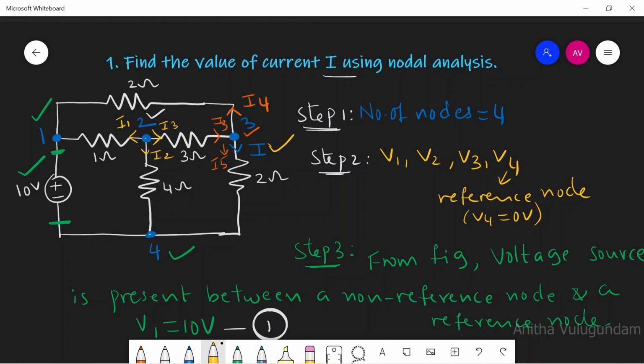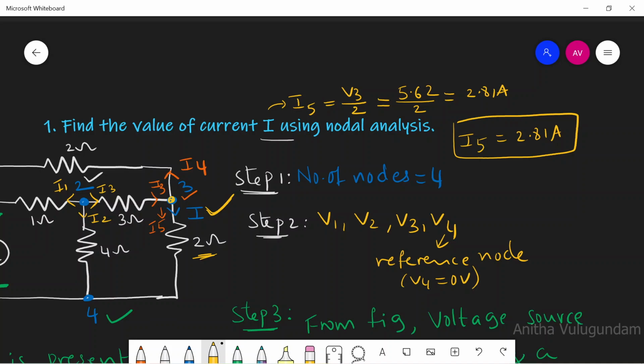From the figure you can see I is nothing but I5, right? So we are supposed to find the value of current I using nodal analysis. So we should find the I5 value now. I5 can be written as V3 divided by 2. According to Ohm's law, I equals V by R. I5 equals V3 divided by 2. The V3 value is 5.62 volts divided by 2, which is equal to 2.81 amperes.